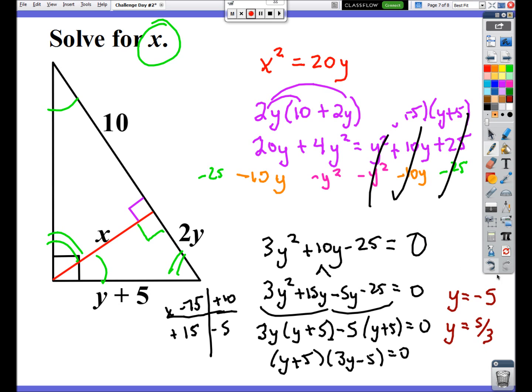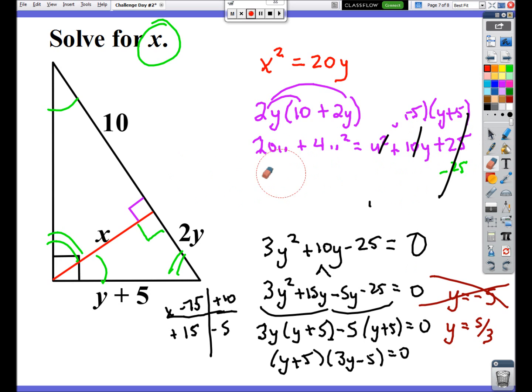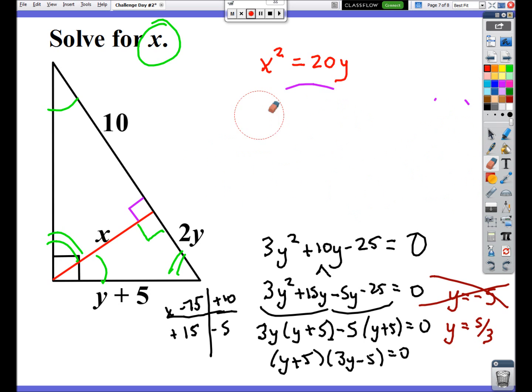Now, can y be negative 5? Well, I don't know. Can this have a length of negative 10? It cannot. The 5/3 is going to be our good y answer. But remember, we're solving for x in this problem.